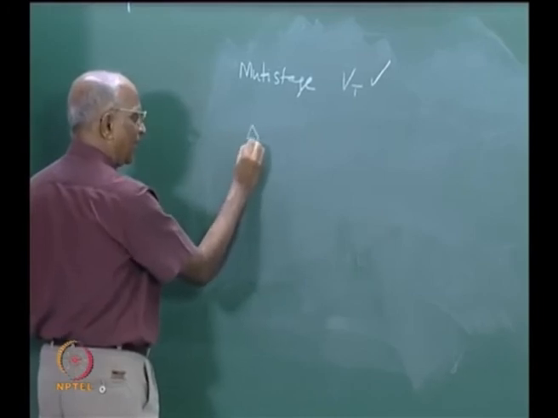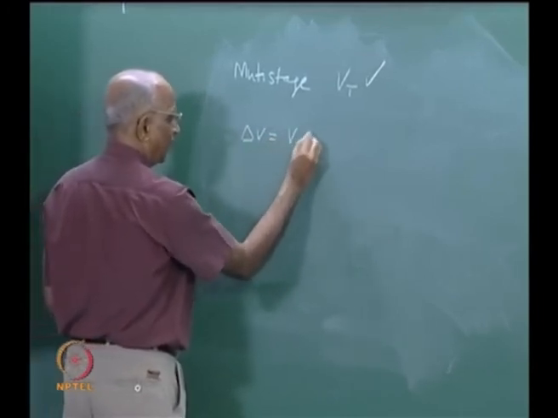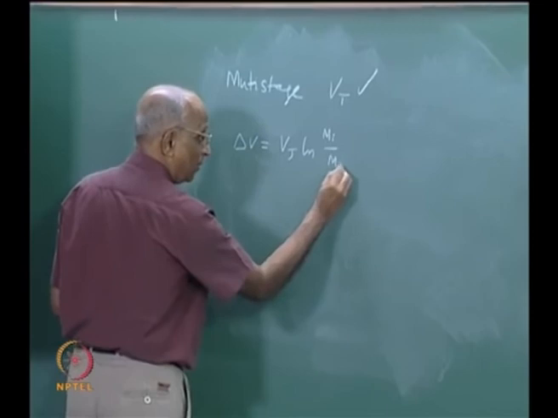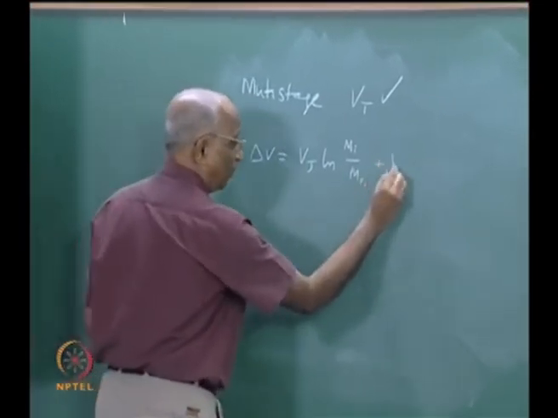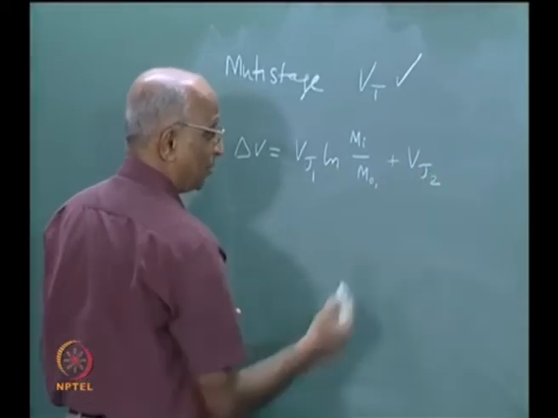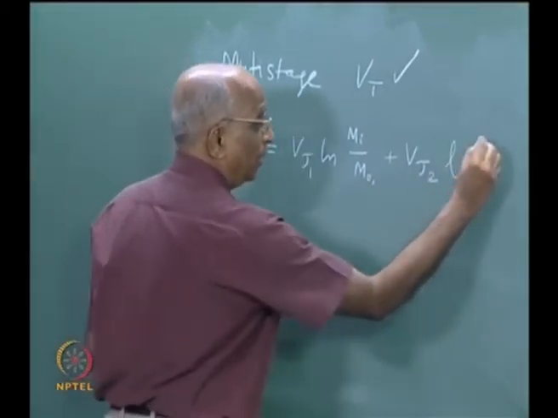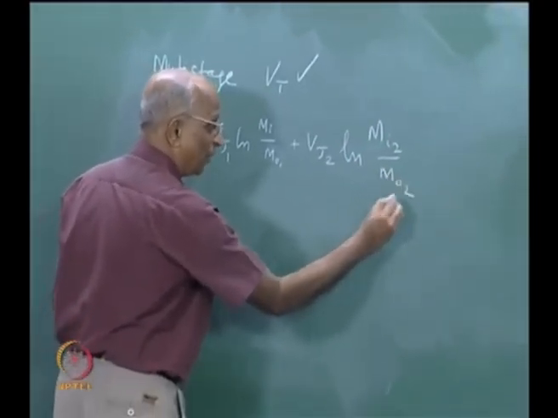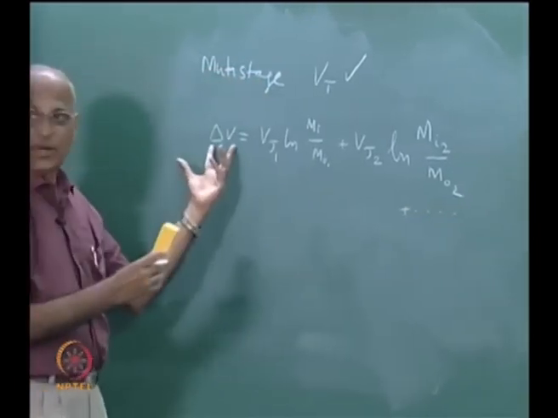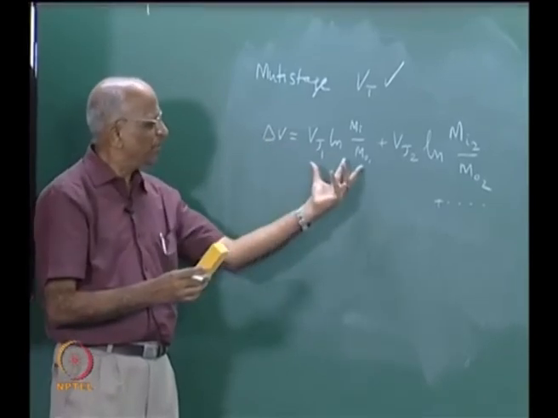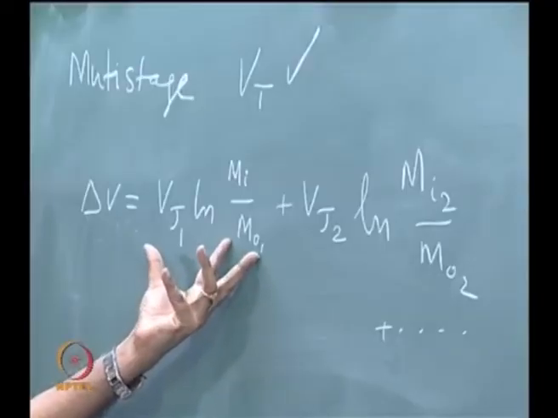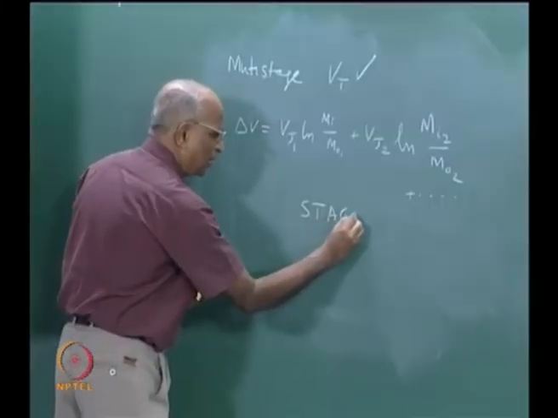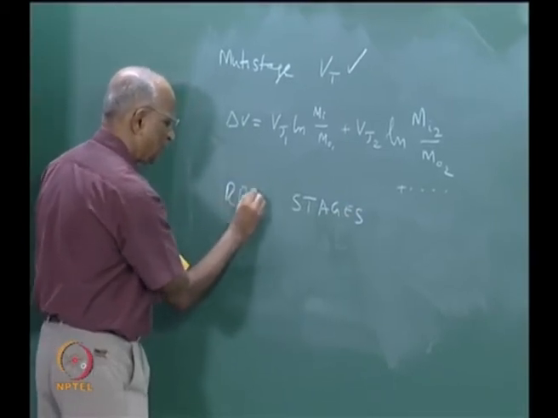And how do I get it? I have delta V equal to Vj ln of the initial mass to the burnout mass of the first stage, plus now I have Vj, maybe for the second one, logarithm of the initial mass of the second stage to the burnout mass of the second stage, plus and so on, and I get the final ideal velocity. Maybe we should try to analyze this in some detail, but all I am saying is we are talking in terms of staging, or we use rockets as stages.